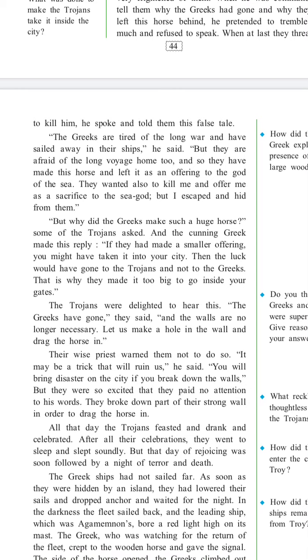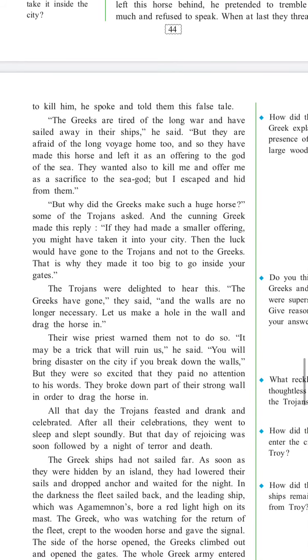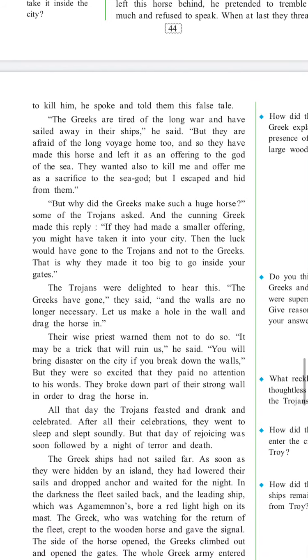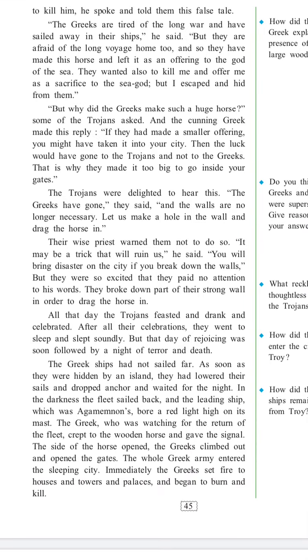The wise priest warned them not to do so. "It may be a trick that will ruin us," he said. "You will bring disaster on the city if you break down the walls." But they were so excited that they paid no attention to his words. They broke down part of the strong wall in order to drag the horse in. All that day the Trojans feasted and drank and celebrated. After all the celebrations, they went to sleep and slept soundly. But the day of rejoicing was soon followed by a night of terror and death.